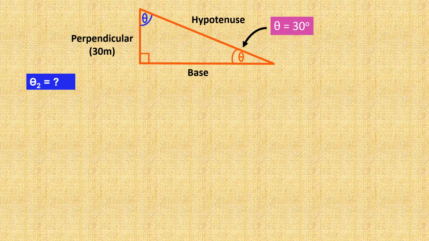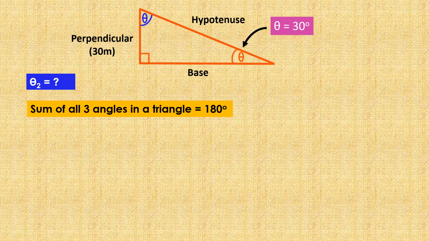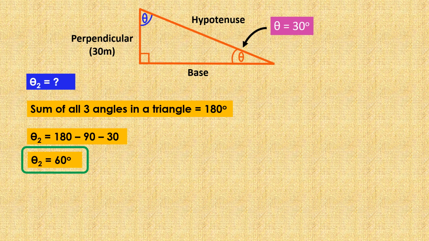We know that in a triangle, the sum of all three angles is equal to 180 degrees. And we know that one of the angles in a right-angled triangle is always 90 degrees. And the first angle was given as 30 degrees. What we can do is subtract 90 and 30 from 180, and this will give us 60 degrees. So the value of the second angle is 60 degrees.